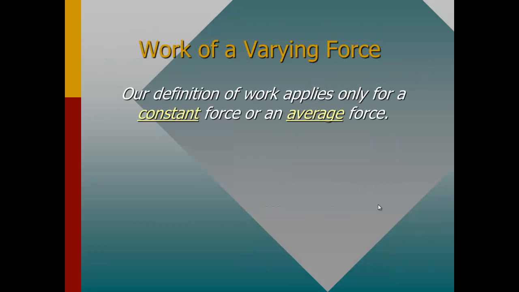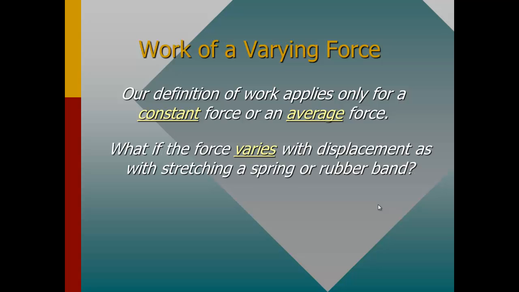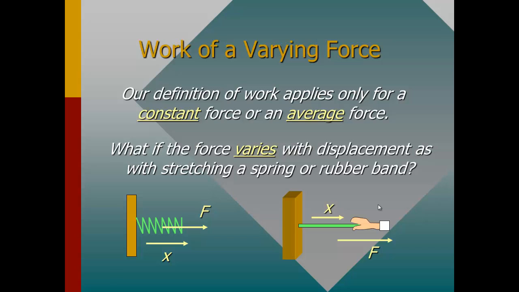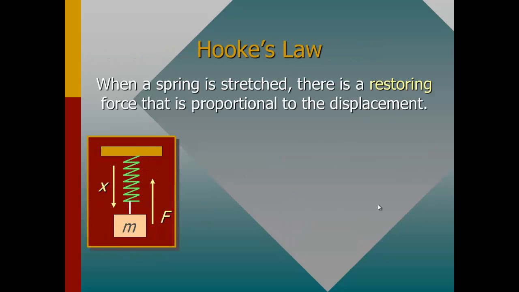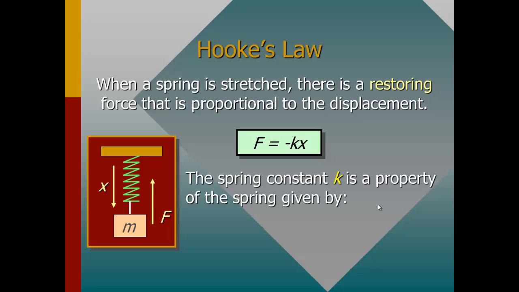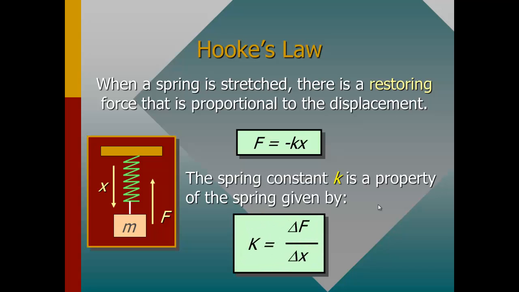What about work of a varying force? So our definition of work applies only for a constant force or an average force. What if the force varies with displacement as with stretching a spring or a rubber band? So in this case, you can see that the force is going to change with the displacement. As you pull the spring further out, the force is going to be stronger and stronger. So recall Hooke's law. When a spring is stretched, there is a restoring force that is proportional to the displacement. F equals negative kx. The spring constant k is a property of the spring given by that. And remember that the units are going to be newtons per meter.